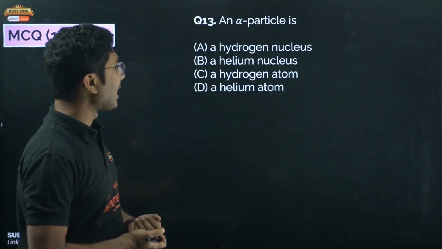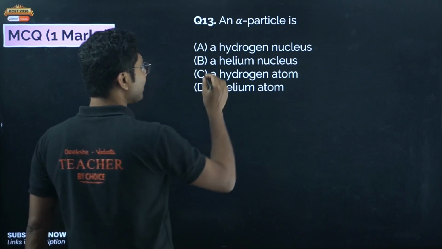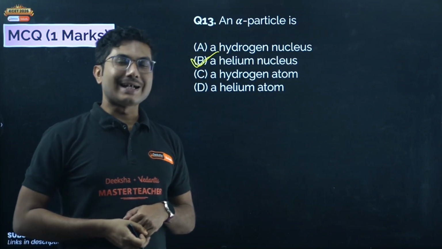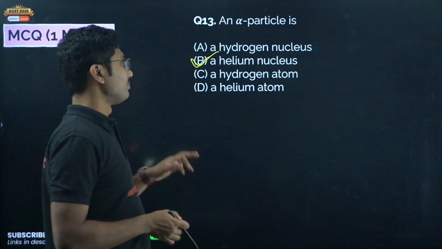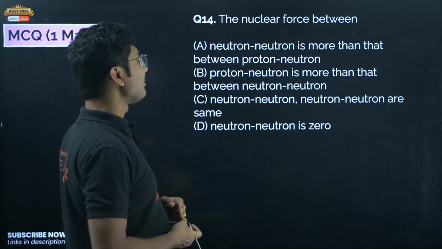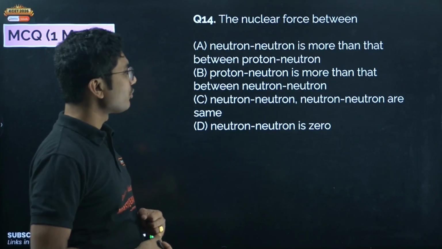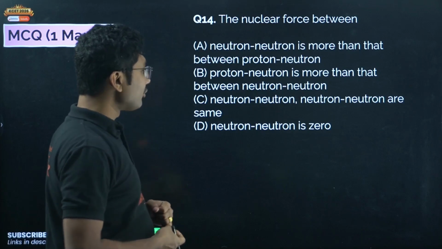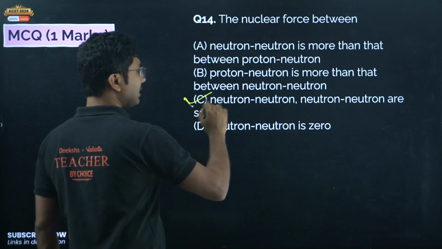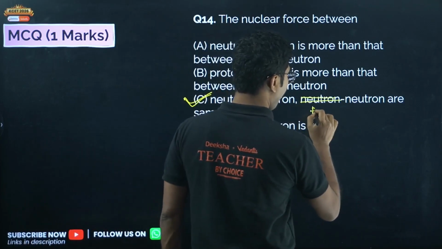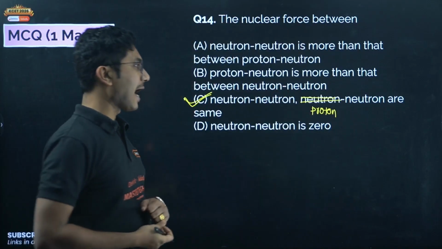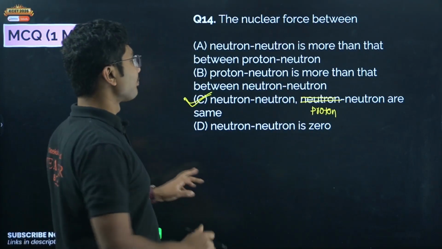An alpha particle is hydrogen nucleus, helium nucleus, hydrogen atom, helium atom. Alpha particle is doubly positive helium, that is basically the nucleus of helium. The nuclear force between neutron-neutron is more than between proton-neutron. Proton-neutron is more than that between neutron-neutron. Neutron-neutron and proton-neutron are same. So option C is correct. Okay, this will be proton. So nuclear force between neutron-neutron and proton-neutron are same.